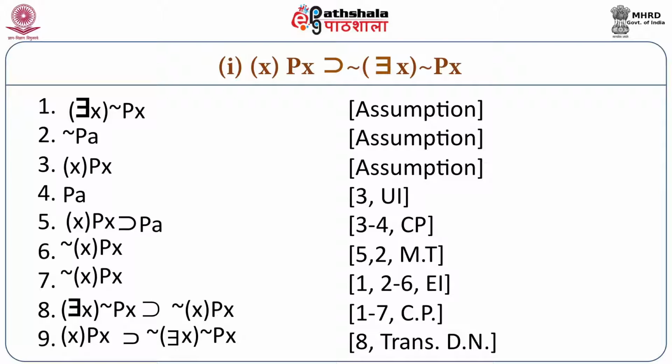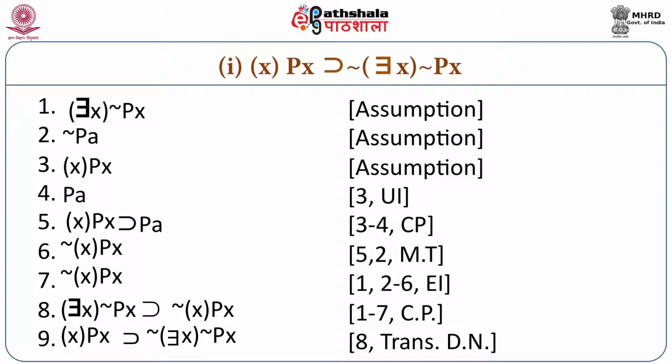So look at step number 3. For all x, x is P. By applying the rule of universal instantiation, we can get P a in the fourth step. Now, in the next step, by taking 3 and 4, we apply the rule of conditional proof. And we have for all x, if for all x, x is P, then P a. Now, look at step number 5 and step number 2. We can apply modus tollens rule, and then we can derive number 6, which is it is not the case that for all x, x is P.